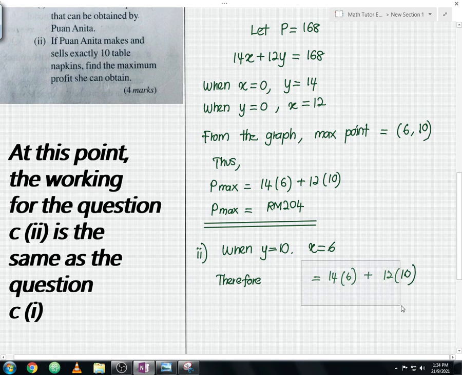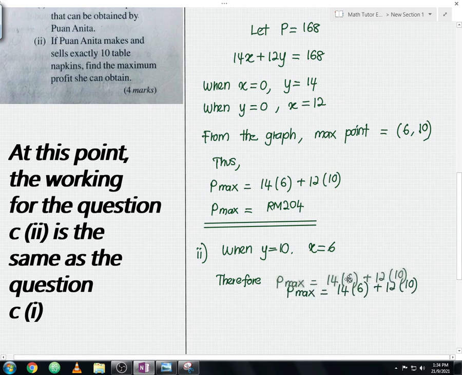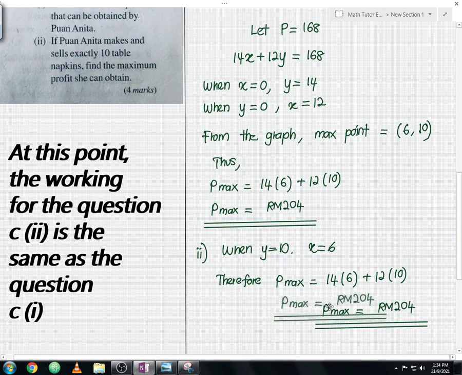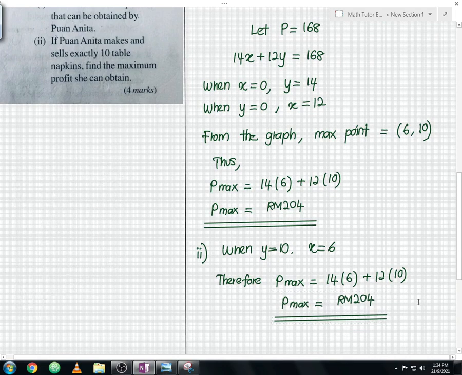Please wait guys, basically the question C part 1 and question C part 2, the working is the same. So let me just copy paste this. Okay, you calculate this, you should get your maximum profit is equals to 204 ringgit. I'm only doing this because the working for the question C part 1 and question C part 2 is exactly the same.